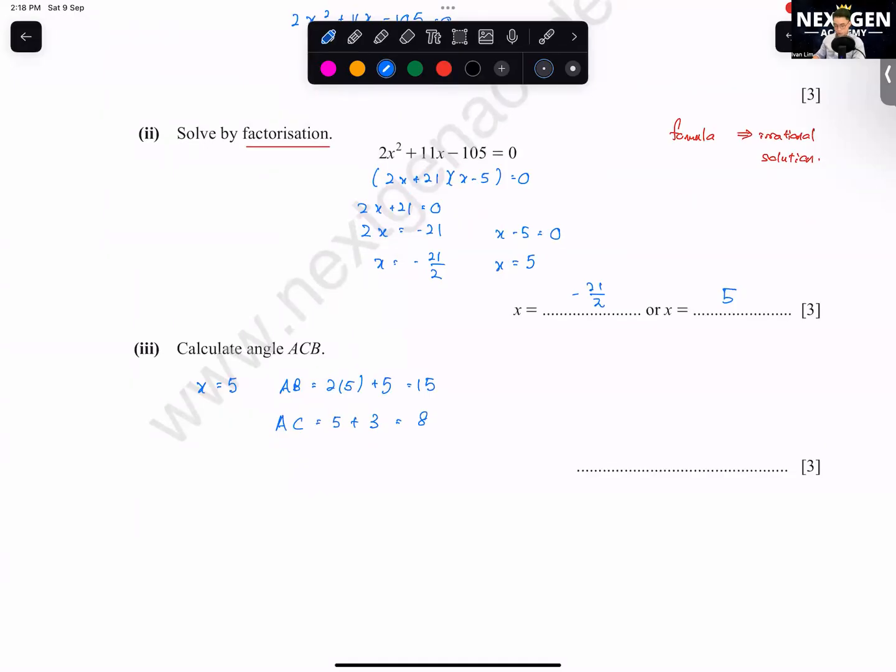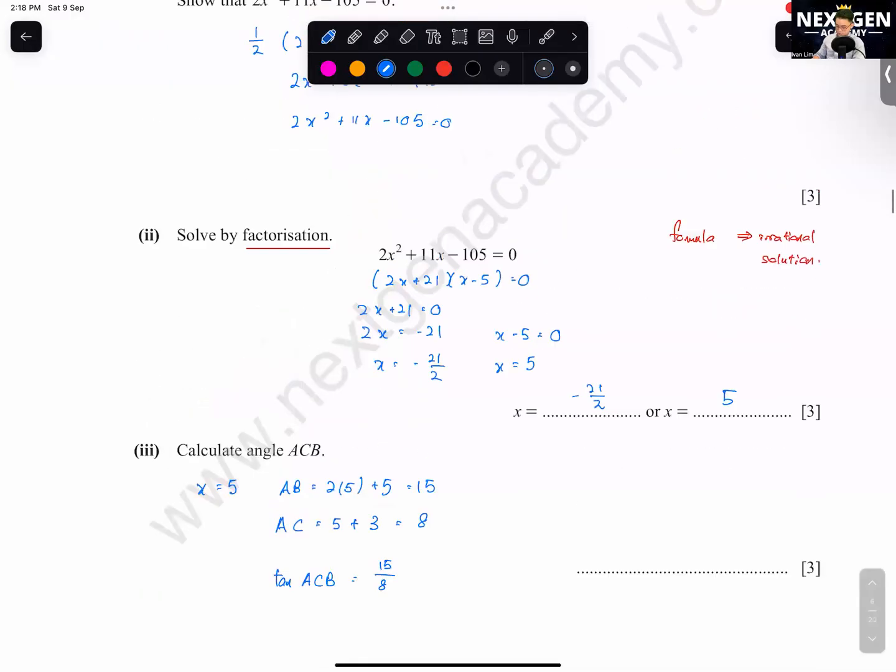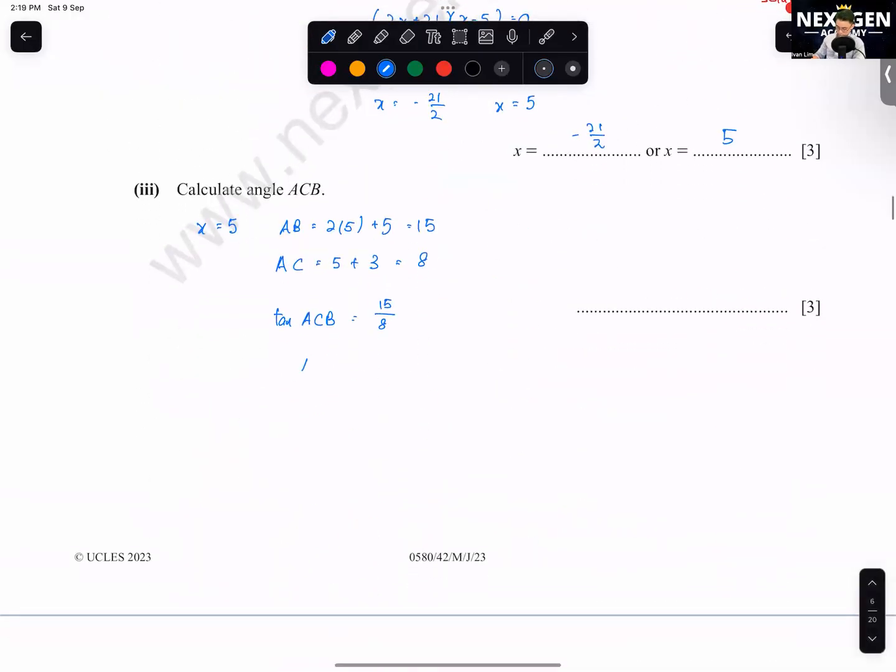We're going to use TOA, trigo. Tangent ACB is 15 over 8, opposite over adjacent. ACB is inverse tangent 15 over 8. Type it in the calculator. Make sure it is in the correct mode also.